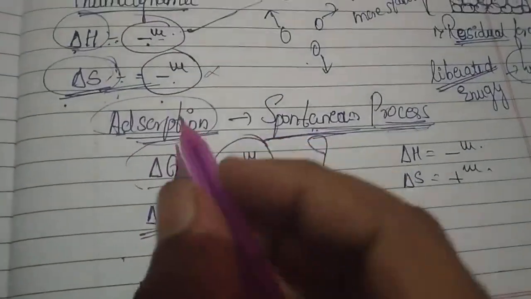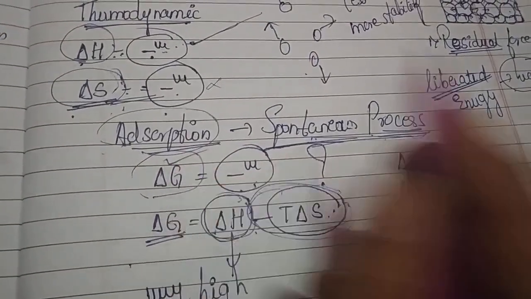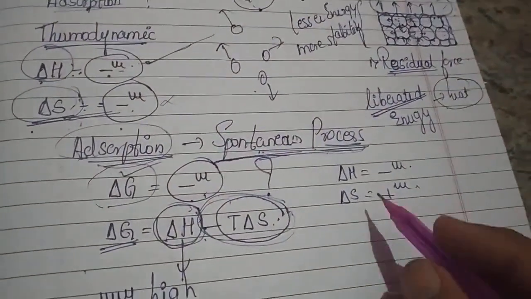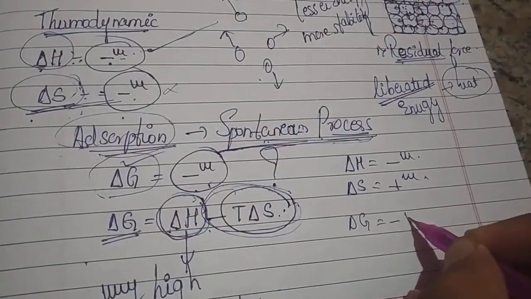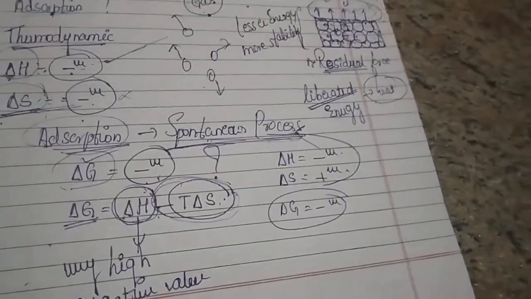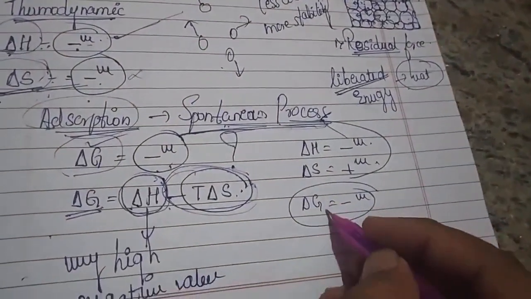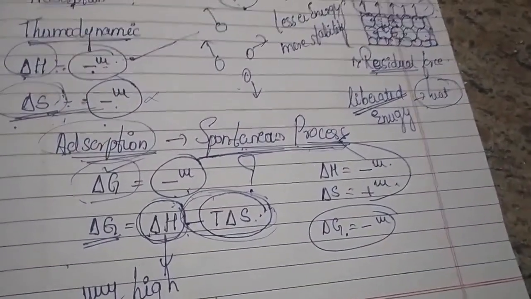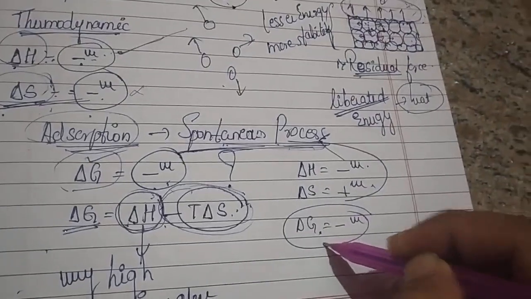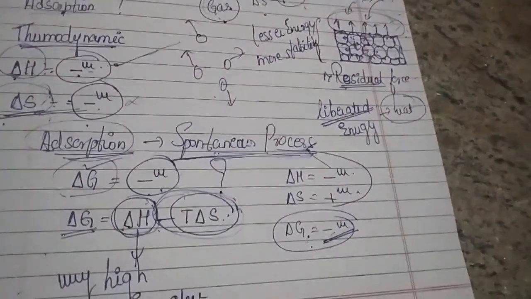So overall, when that happens, the sign of your delta H is the same sign that appears for your delta G. So that in turn gets a negative sign. Of course, we know whenever your delta G is negative, it gives you a spontaneous process. Please do remember. So if in any competitive exam they ask you the sign of delta G for an adsorption, delta G of an adsorption is always negative.